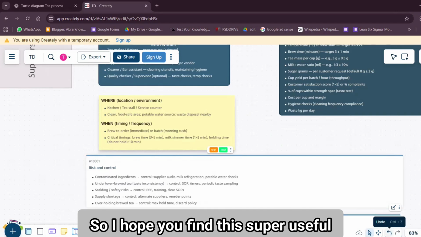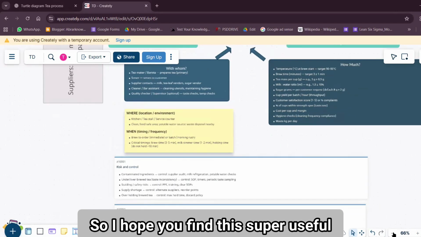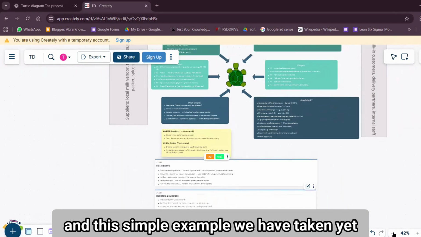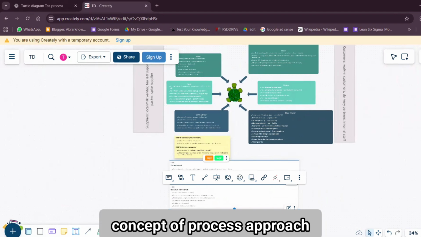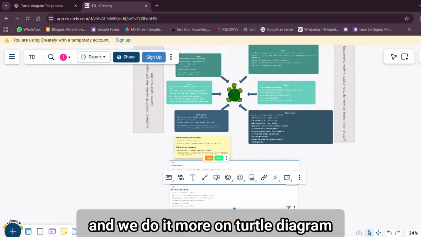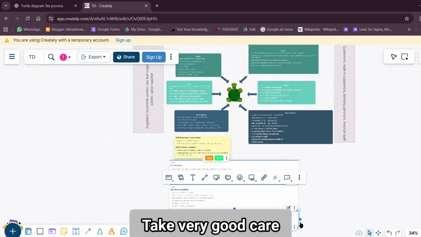So I hope you find this super useful. This simple example we have taken is still very useful to understand the concept of the process approach, and we dwelled more on the turtle diagram method. Thank you so much. Take very good care of this.